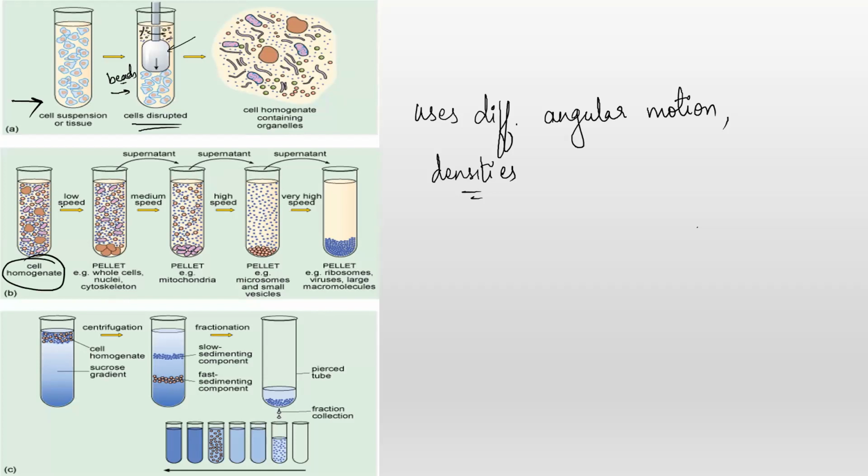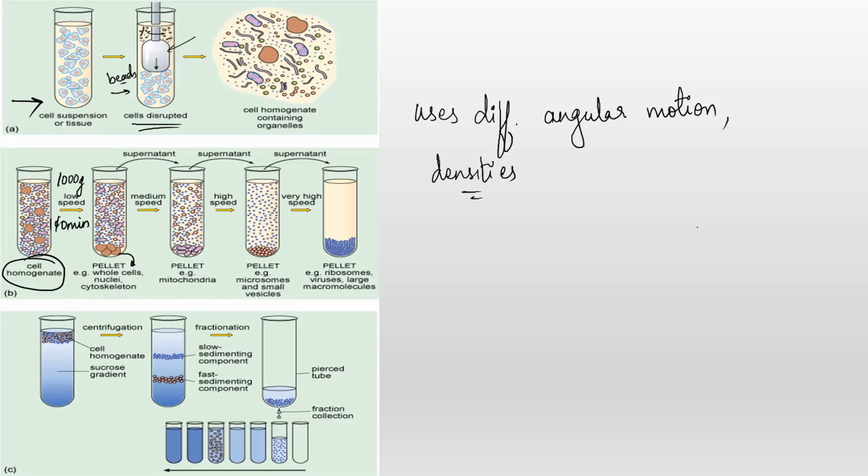This cell homogenate is now spun at low speed. When you spin it at low speed, whatever is heavier will settle first. The pellet you get at low speed is basically the whole cells, the cells which have not ruptured. Nuclei too, if the cell has ruptured and the nucleus has come out, and cytoskeleton. The speed is 1000 G for 10 minutes. That is the low speed. After that, you remove the pellet and start working on it if you are interested in the nucleus.